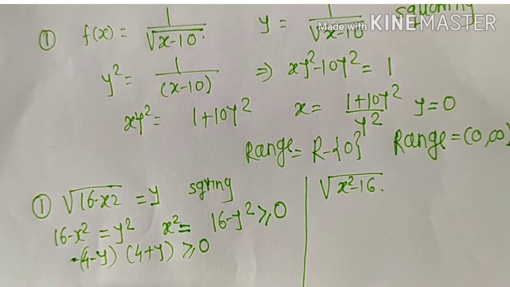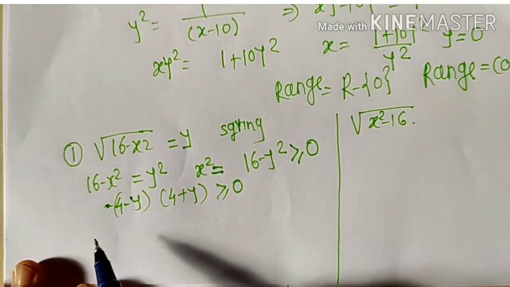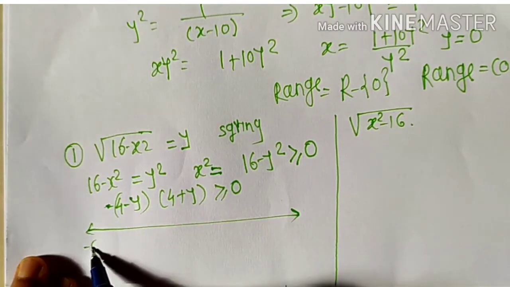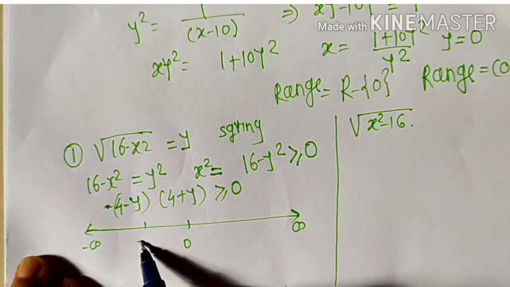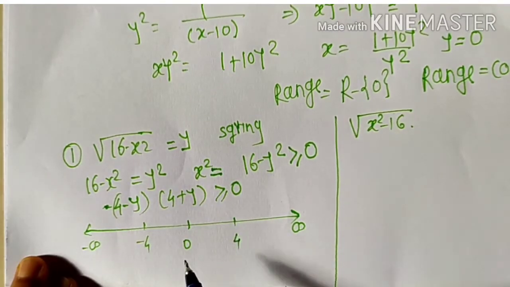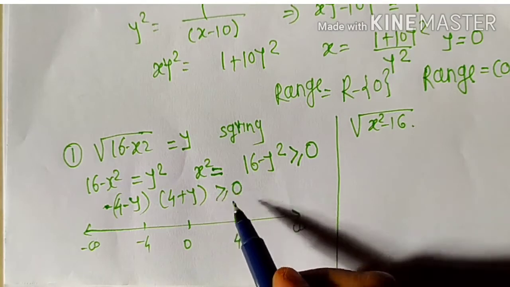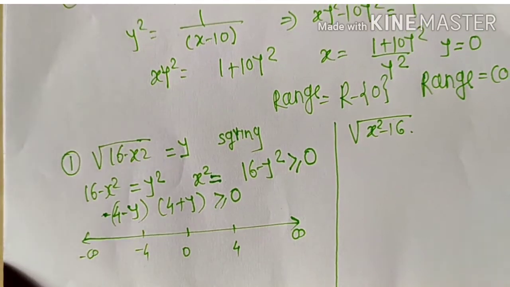Then we draw a number line and we denote these points on the number line, and we find the interval, that is the range. Minus infinity to plus infinity, here 0, then minus 4, plus 4. Then you can take any point randomly to check in which interval the expression is greater than or equal to 0. That is the same thing we do to find the domain of a function.